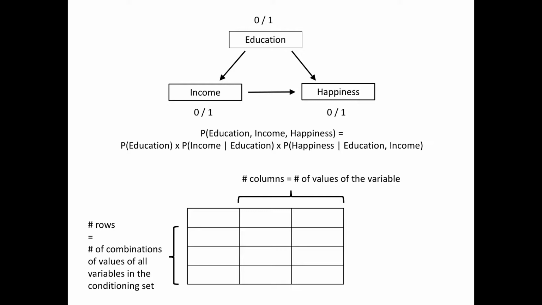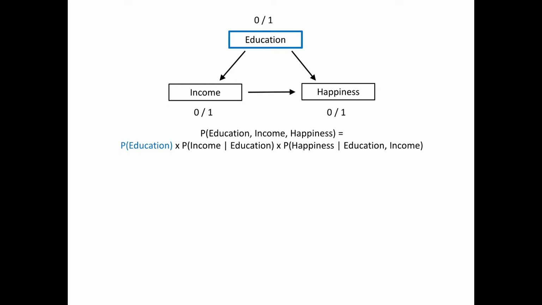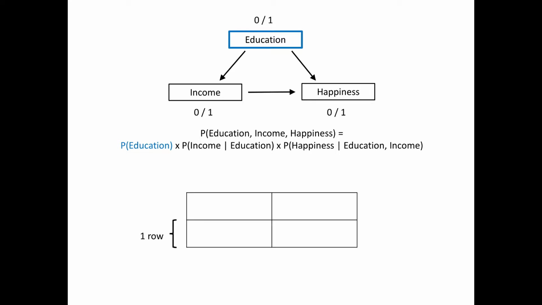Let's start with the first variable in the factorization, education. As we can see in the causal graph, education does not have any parent, and thus its conditioning set is the empty set. When a variable does not have any parents, its conditional probability table will only have one row. And as mentioned before, the number of columns will correspond to the number of values that the variable can take. Education is a binary variable. Thus, the table will have two columns. One column for education equal to 0, and one column for education equal to 1.